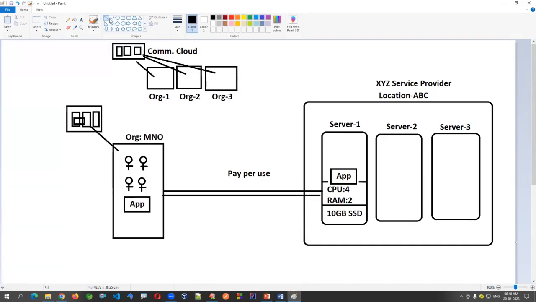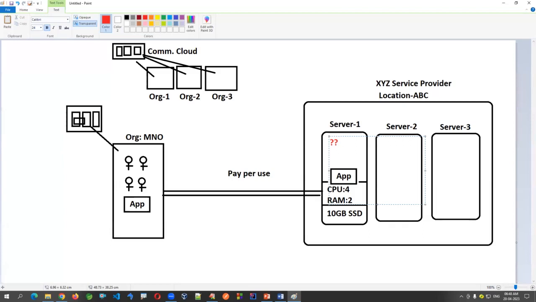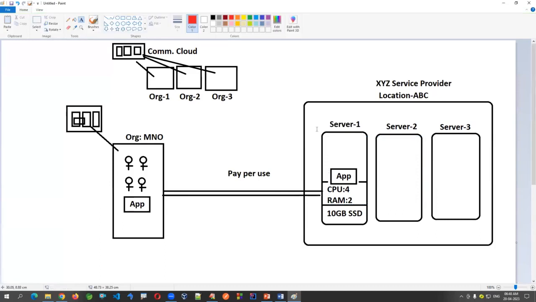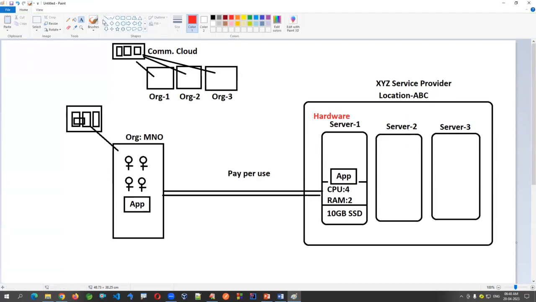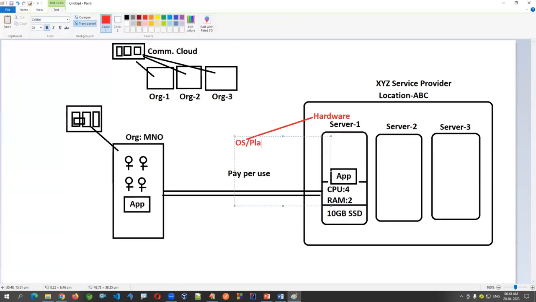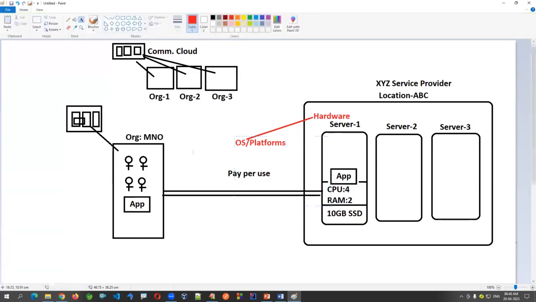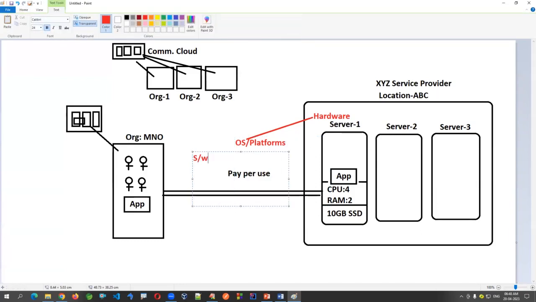Now we are saying, I'll take this server and I'll use it. What can we generally do by taking the server space? We can do three things. Listen carefully. We can use their hardware, and on top of that, we can run some operating system or some platforms, and then we can install some other software, or we can also call it apps.